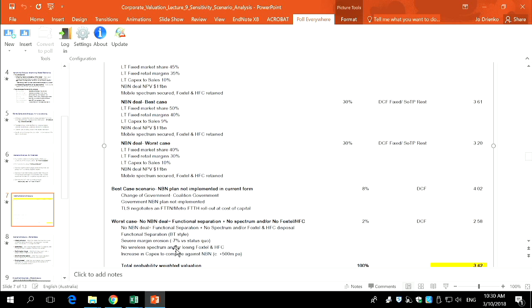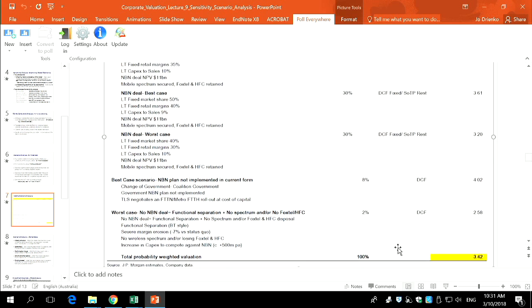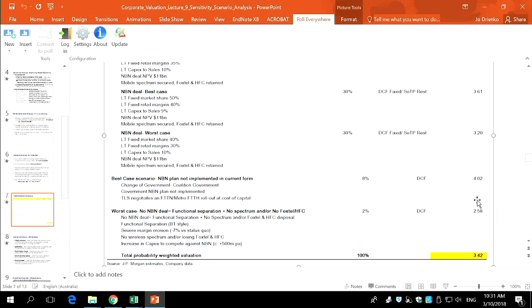You're going to lose your dominance in the wireless spectrum as well, because the other player would be able to offer those services to internet service providers, and increase capex to compete against NBN. The company Telstra would have to spend more and more money in order to keep up. And in that scenario, the stock price for Telstra would only be $2.58.